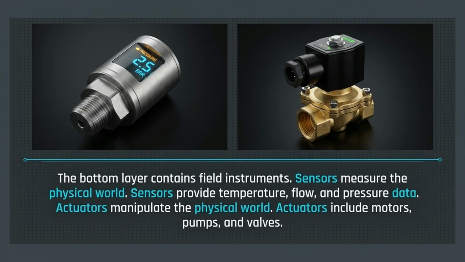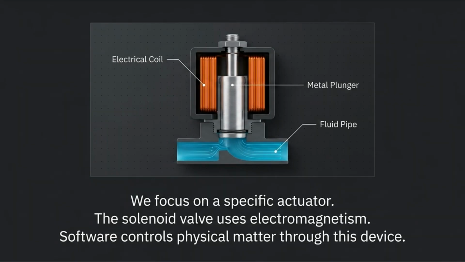At the base layer, we find field instruments. Sensors measure physical parameters like temperature and pressure, while actuators, such as motors and valves, manipulate the physical world based on system commands. A common actuator is the solenoid valve, which uses electromagnetism. This device allows software to exert control over physical matter, such as fluid flow.